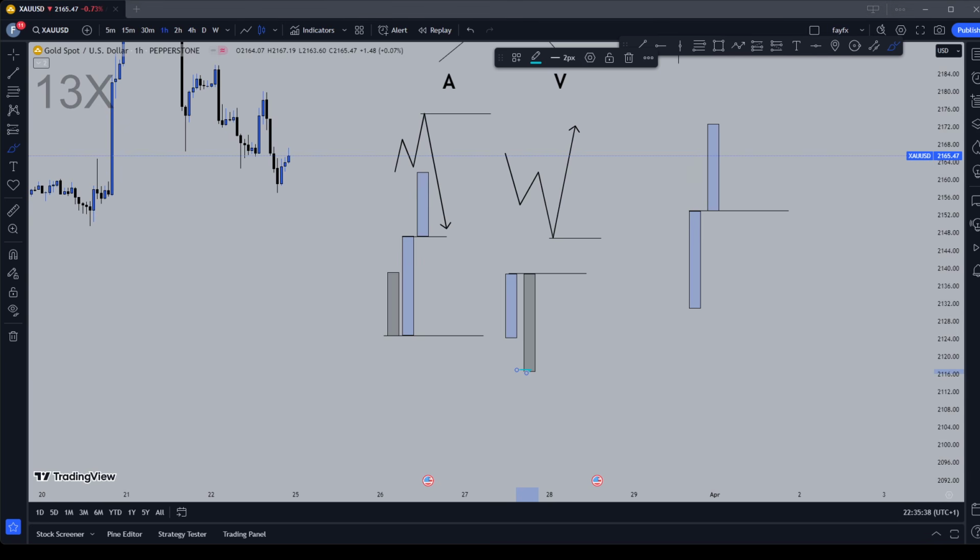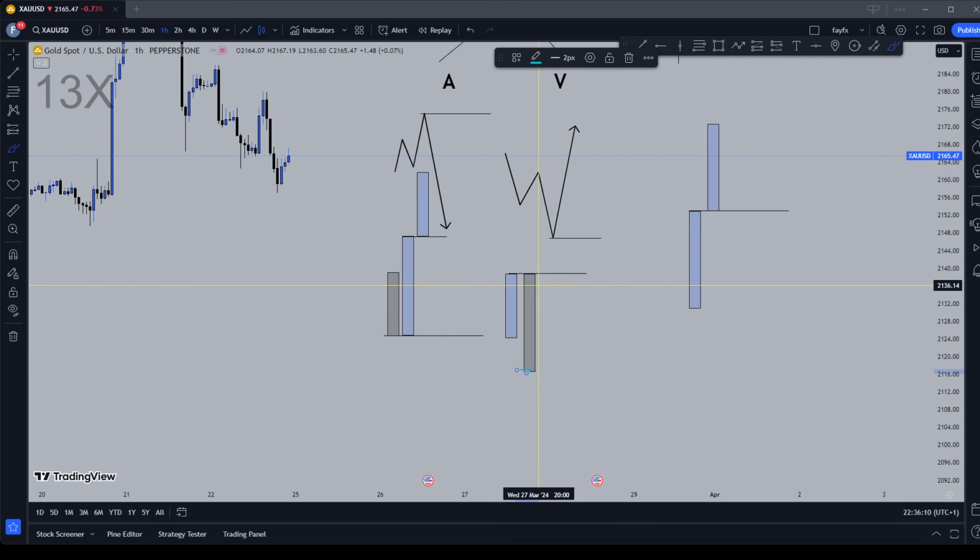Automatically, we mark the level by drawing a horizontal line from the closure of the first candle that forms the level. What's the meaning of that? This is the V level. Where is the first candle that forms this level? This bearish candle is the first candle that forms the level. We mark that level from the closure of this first candle. This is the closure of this first candle. We mark the horizontal line.